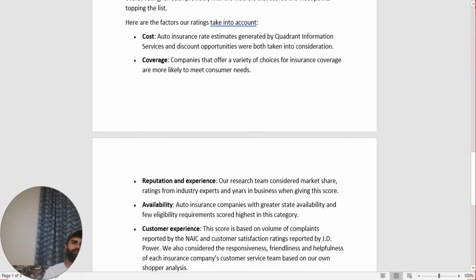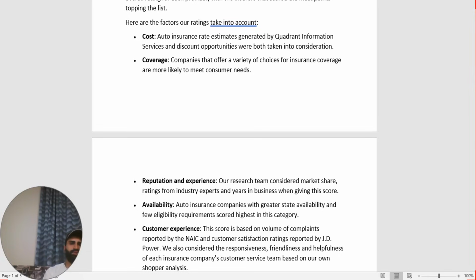Here are the factors our rating takes into account: cost. Auto insurance rate estimates generated by Quadrant Information Services and discount opportunities, with both taken into consideration.